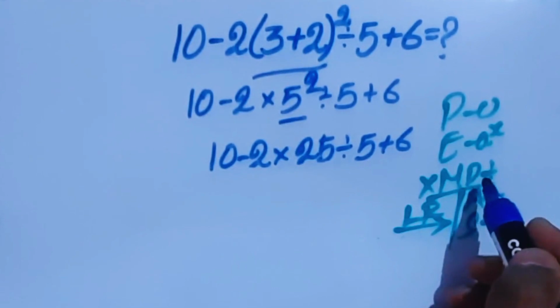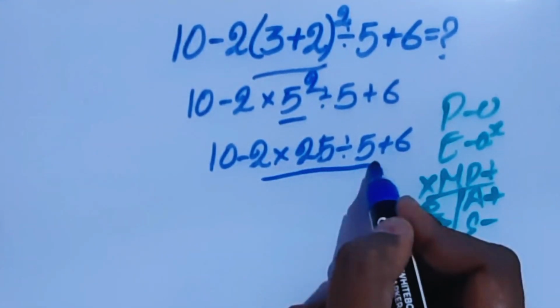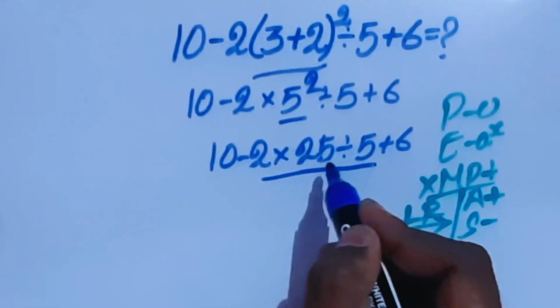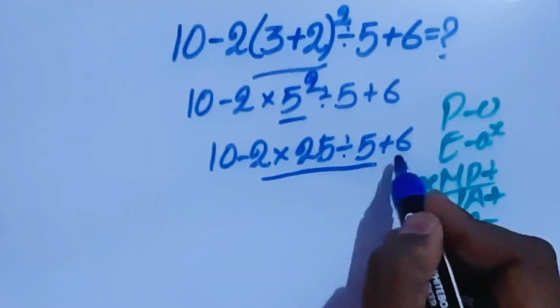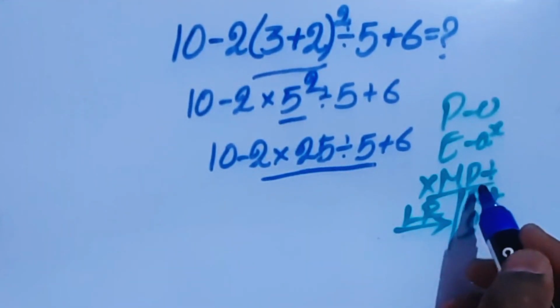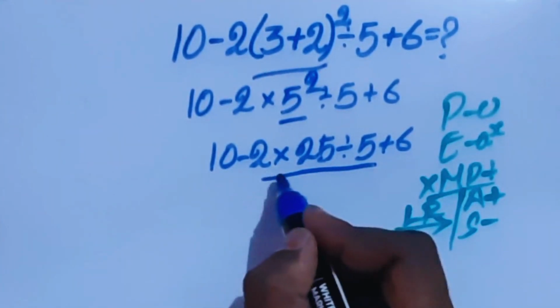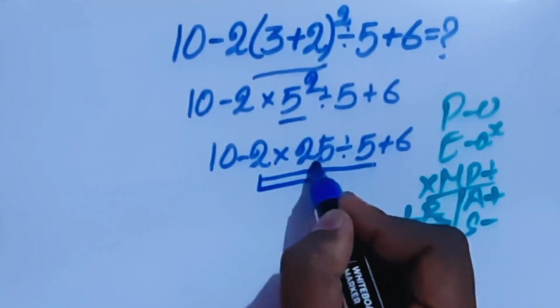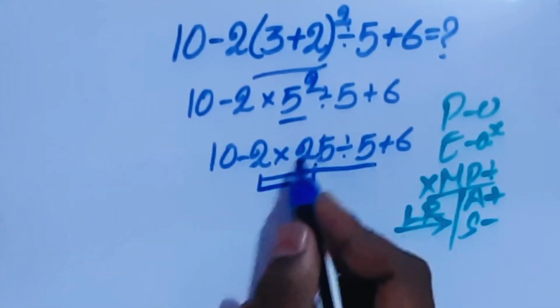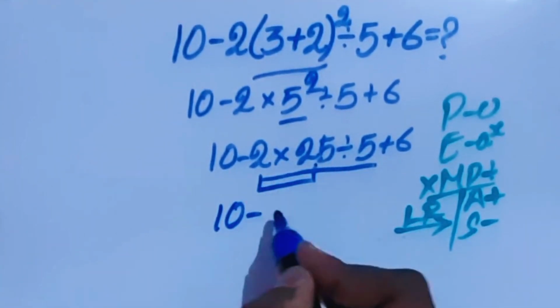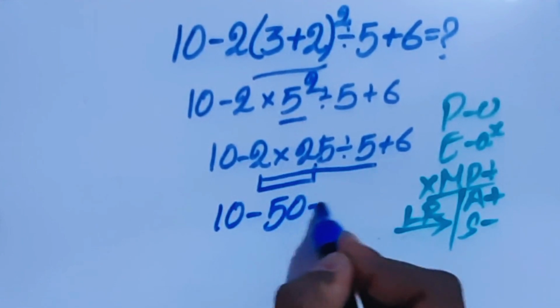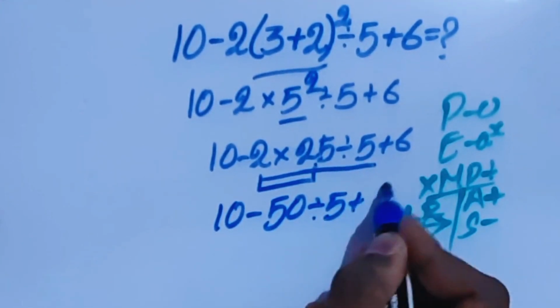Next is multiplication and division. Here we have multiplication and division in this problem. We have to do multiplication and division before addition and subtraction. Multiplication and division are equal priority, so we use the left to right rule. Left to right is 2 times 25. Here 2 times 25 is 50, so 10 minus 50 divided by 5 plus 6.